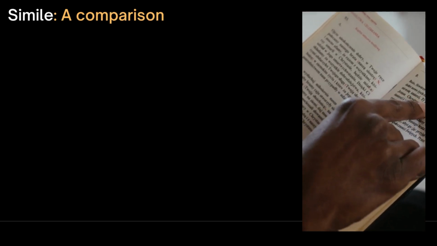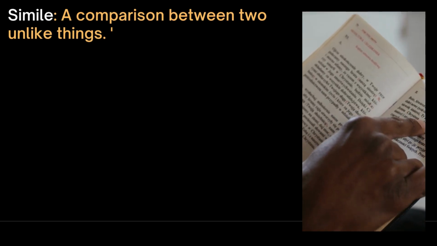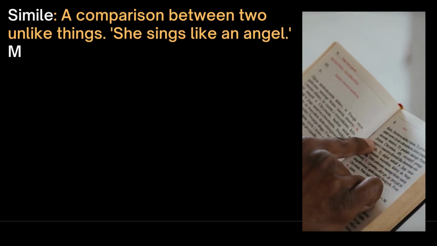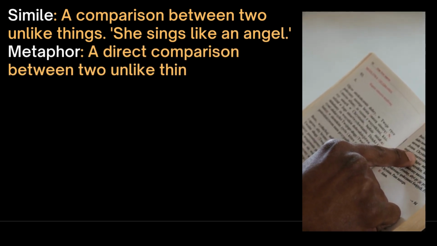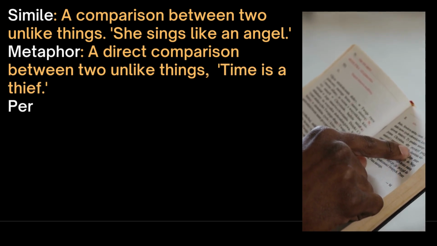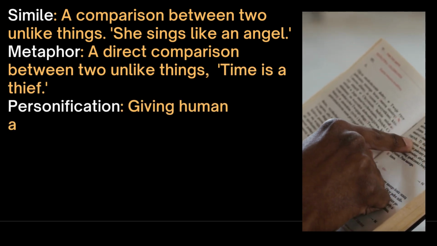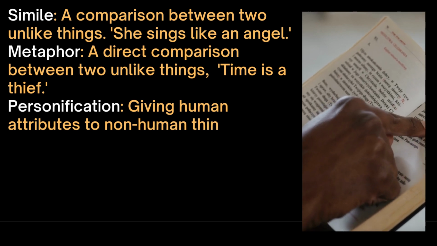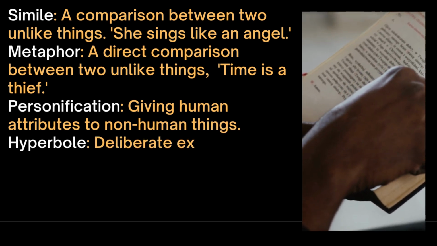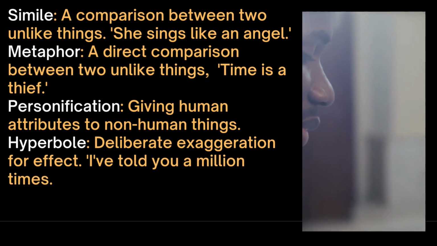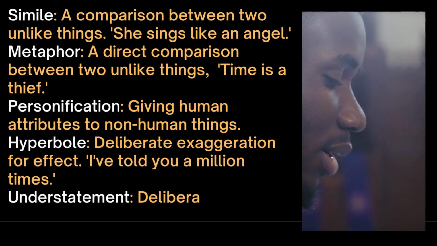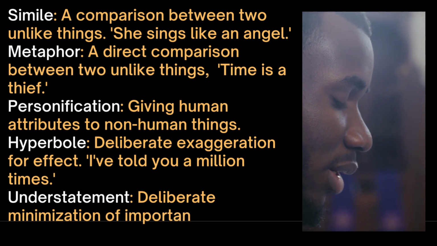Simile is a comparison between two unlike things. For example, she sings like an angel. Metaphor is a direct comparison between two unlike things. Time is a thief, for example. Personification is giving human attributes to non-human things. Hyperbole: deliberately exaggerate for effect. I've told you a million times, for example. Understatement is deliberate minimization of importance or magnitude.